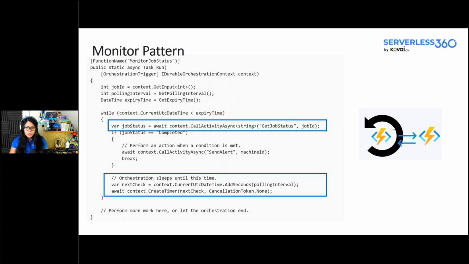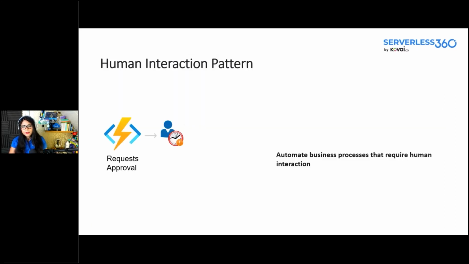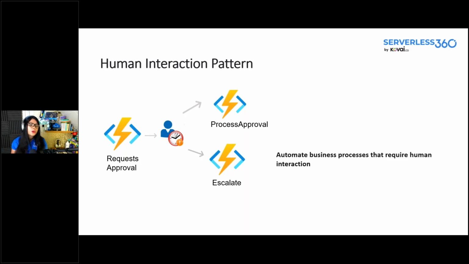And you can do a lot of things with the monitor pattern, like if you have something recurring that you want to monitor. And then the next pattern is the human interaction pattern. For example, if you want to use durable functions to have a workflow that requires human interaction, such as an approval process. So you have an order, or a request, that needs to be approved by a person, and that person might not be available all the time.